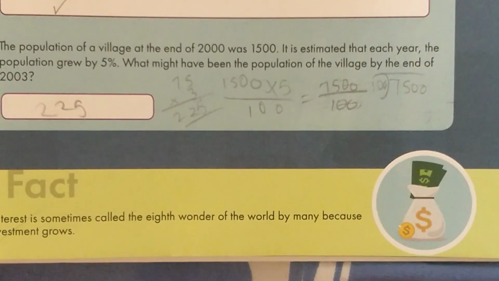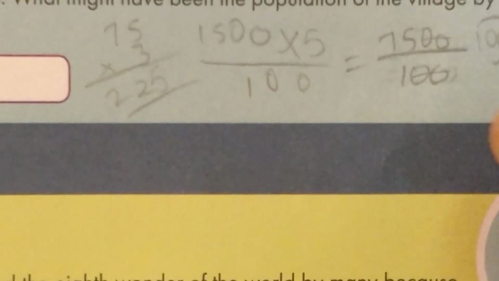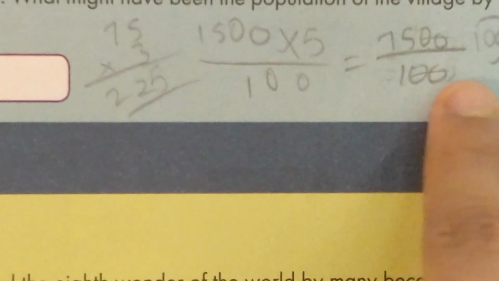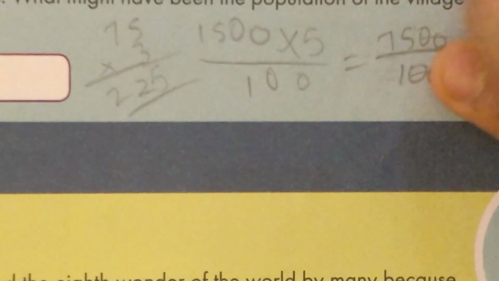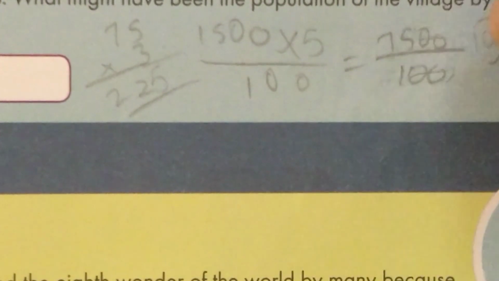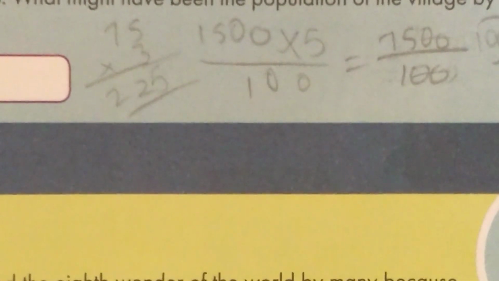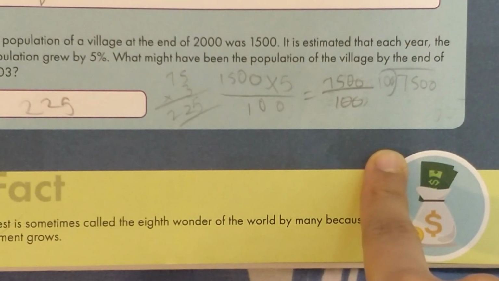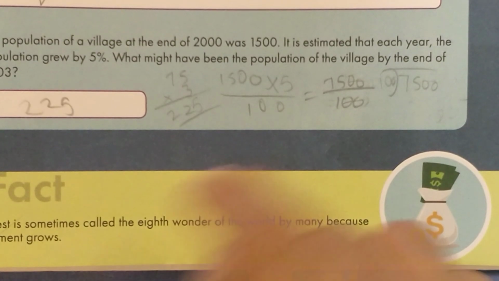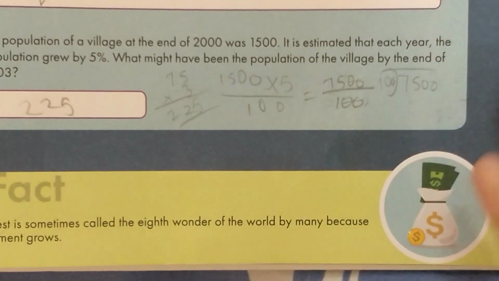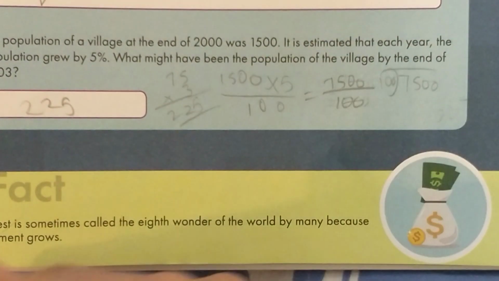And now it's very easy. Instead of dividing it, you can just strike this 0, and this 0, and this 0, and this 0, and 75 ones are 75, so there is nothing much we can do. The answer is 75. Okay, and now we found that there were 75 people coming in every year. The population grew by 75 people.